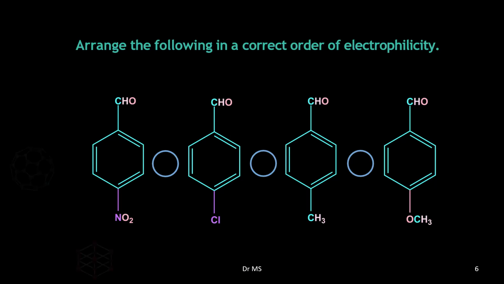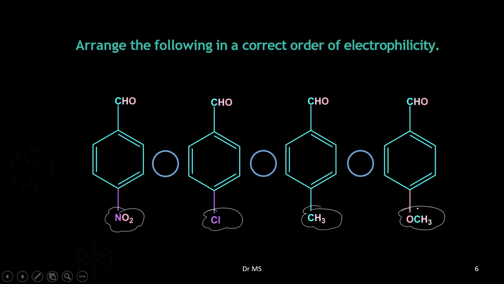The next one. Tell me, what is the answer? We solved this many times. Concentrate on this, that will decide the answer. At least tell me, what kind of group should be present on this benzene so that the electrophilicity of the carbon will increase?